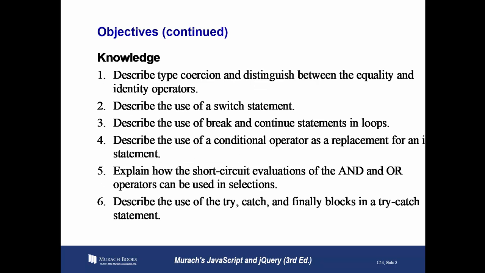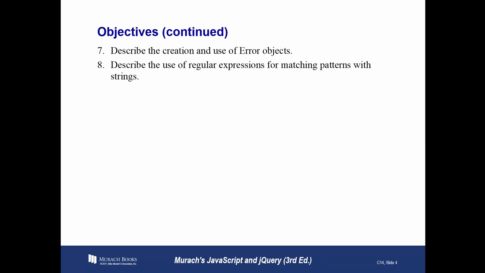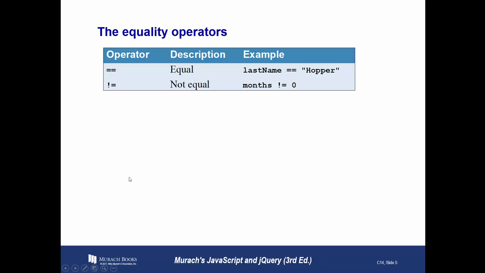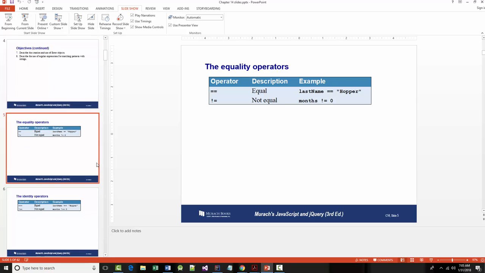For our knowledge objectives, describe type coercion and distinguish between the equality and identity operators, describe the use of the switch statement, describe the use of break and continue statements in loops, describe the use of a conditional operator as a replacement for, I think it's an if statement, explain how these short circuit evaluations of the and or operators can be used in selections, and describe the use of try, catch, and finally blocks in a try catch statement. Describe the creation and use of error objects, and finally, describe the use of regular expressions for matching patterns and strings. I believe that this is a chapter where it probably will make more sense.